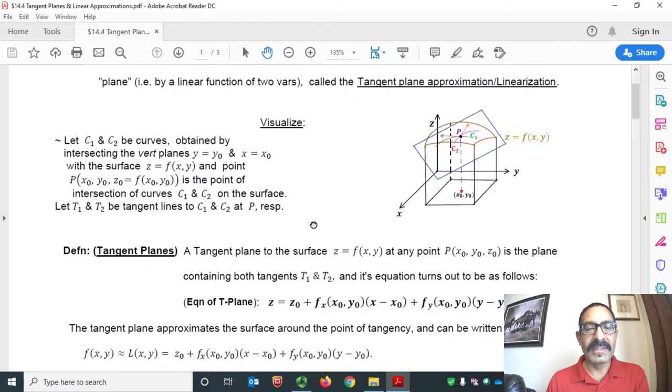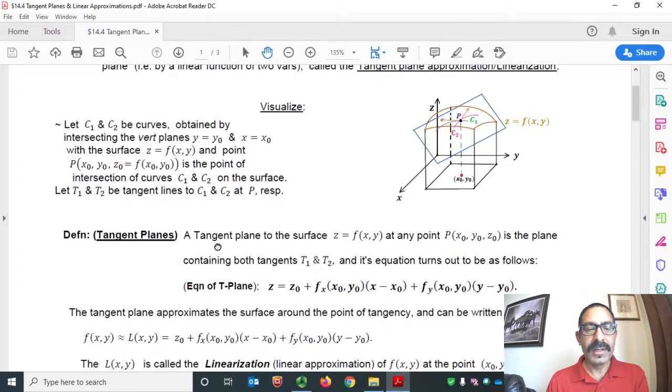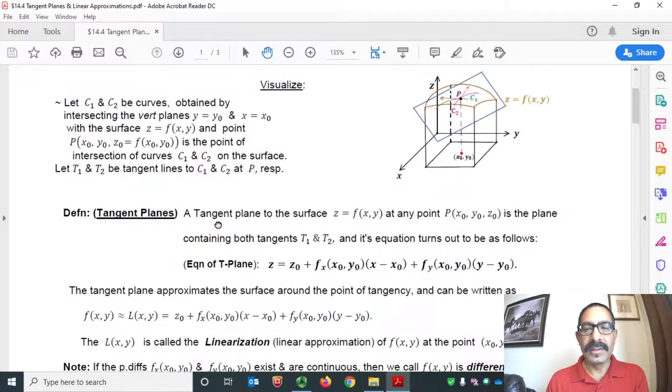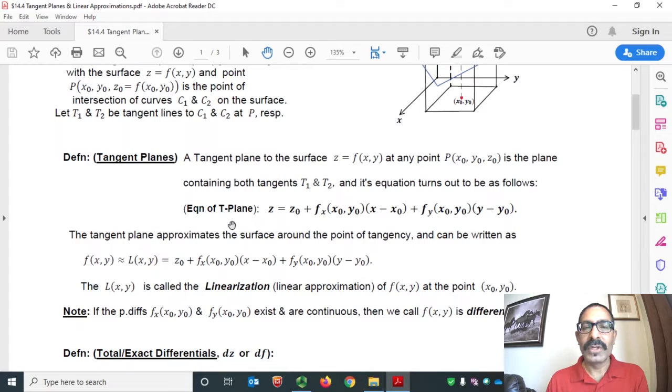So let me define the tangent plane. Our tangent plane to the surface at any point P is the plane containing both the tangents T1 and T2, and its equation turns out to be as follows. Equation of tangent plane: z equals z0 plus fx times (x minus x0) plus fy times (y minus y0), evaluated at the point x0, y0.